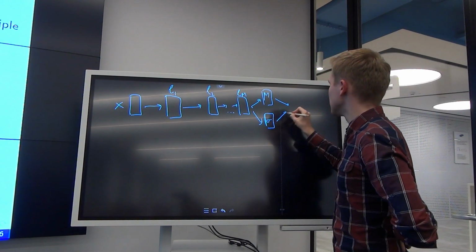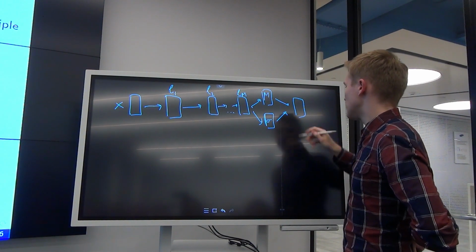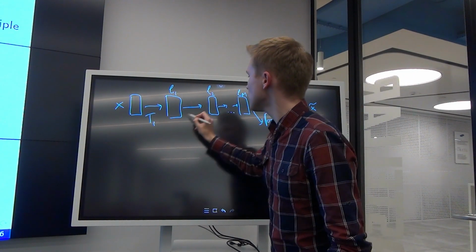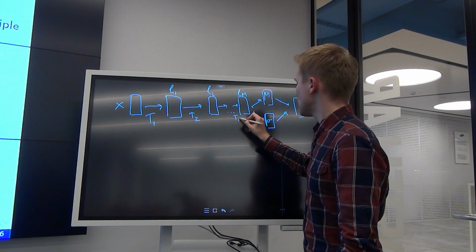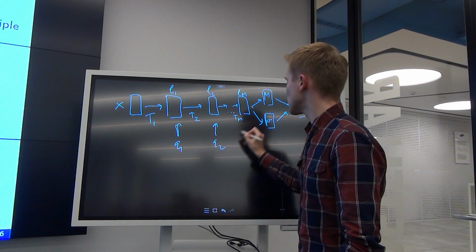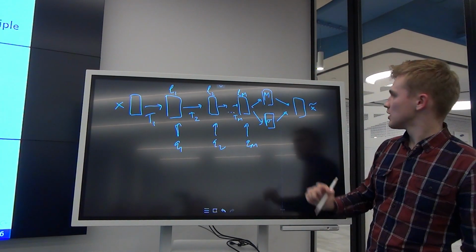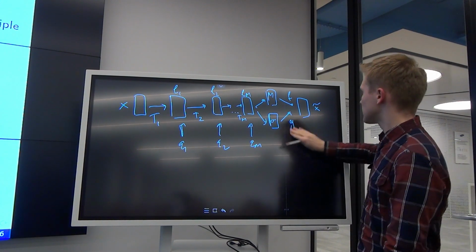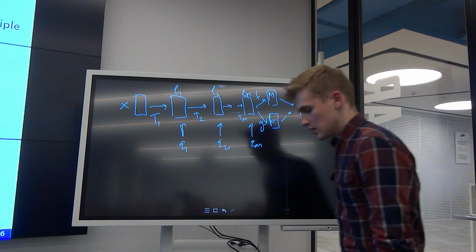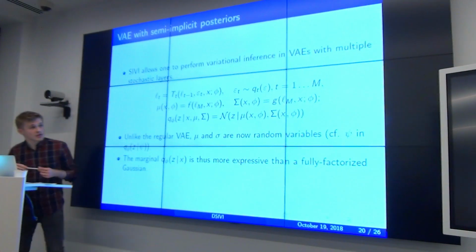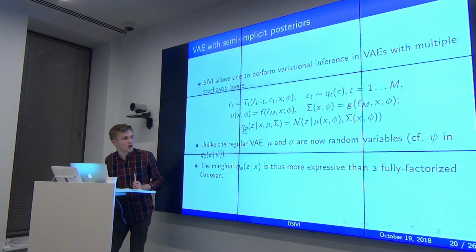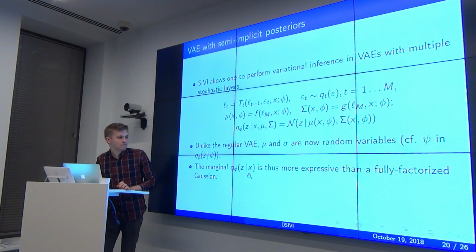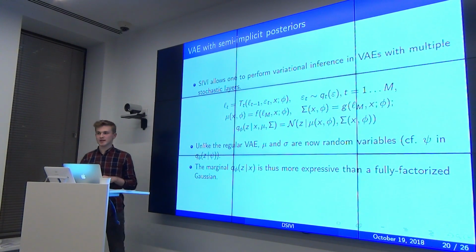So here we just have a normal decoder. This one is T1, T2, Tm, and we have epsilon1, epsilon2, epsilon m. Here we have f and g. So in this case we get a semi-implicit distribution q phi of z given x, marginalized over mu and sigma. So it might be more expressive than a fully factorized Gaussian.